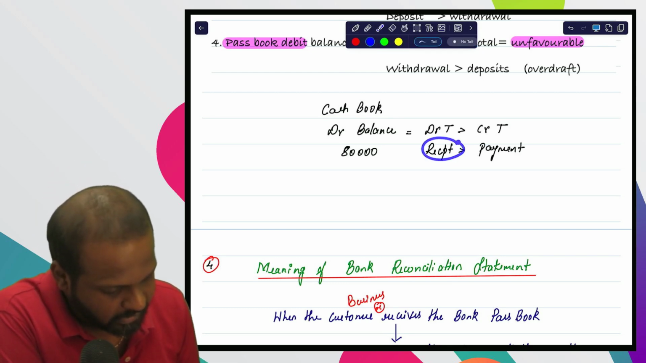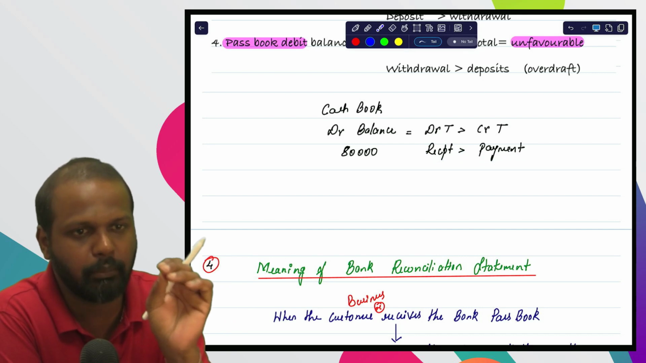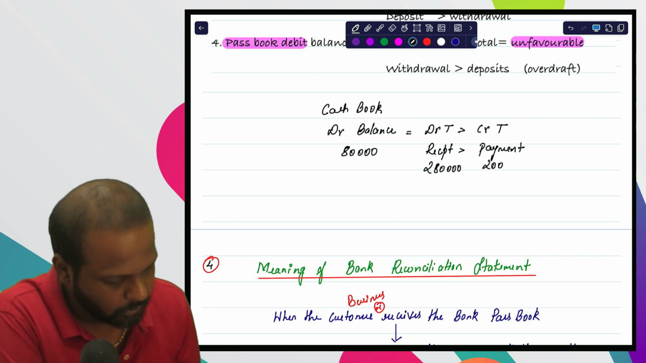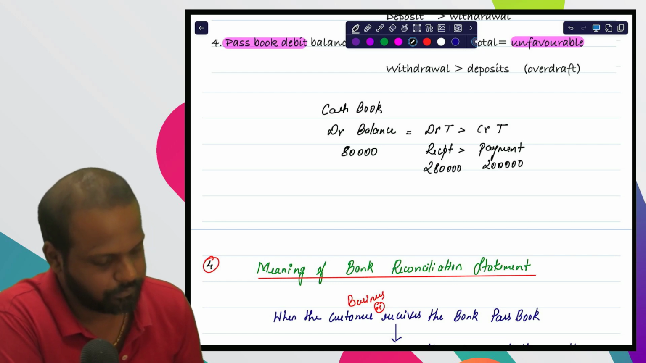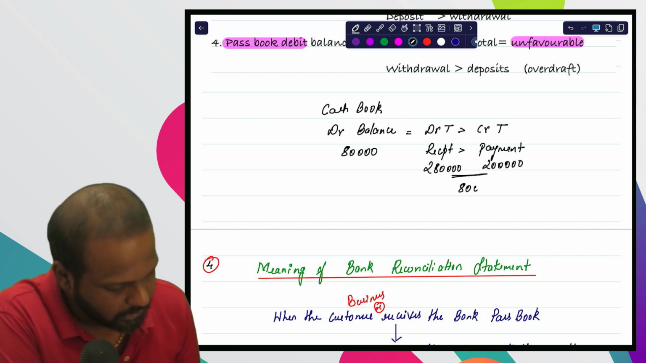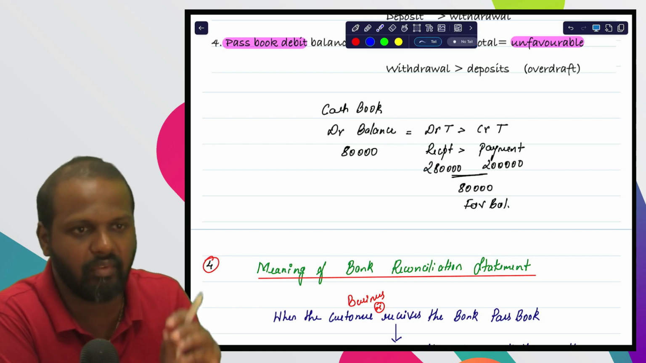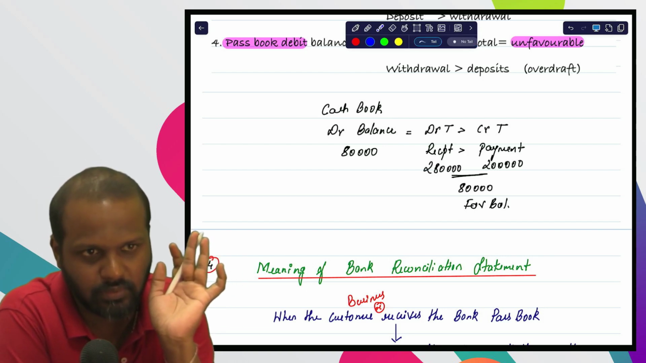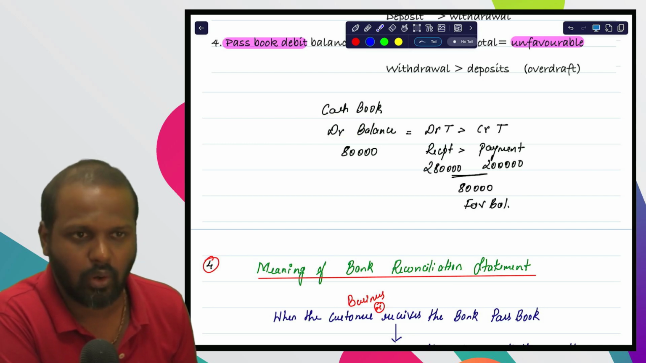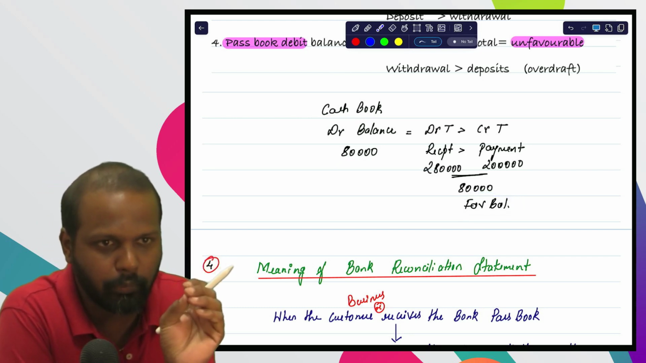So whenever the receipts are greater than the payments, the money that came into the bank account is more. Let's say 2,80,000 rupees came into the bank account, and the payment we have made is only 2 lakh. Then this difference of 80,000 rupees is called a favorable balance. Our money is available in the bank account, 80,000. So whenever they say cash book shows debit balance of any amount, it is called which balance? Favorable.